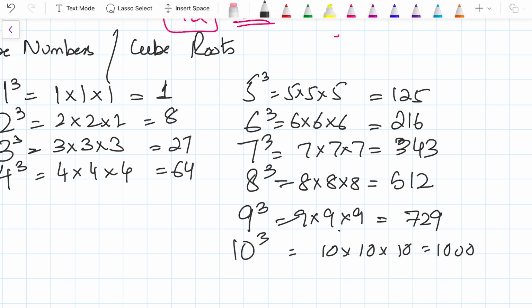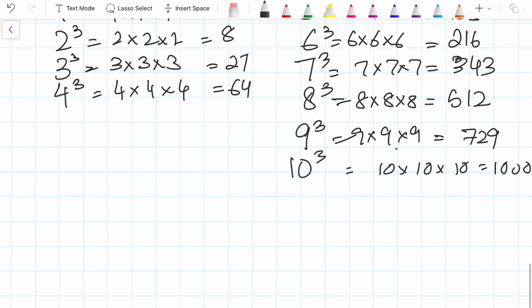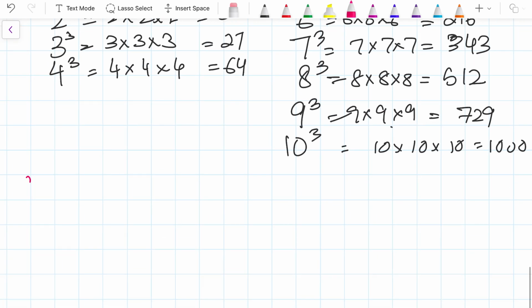You can learn them. And if you don't learn them, then we use the same prime factorization method. In the squares, we were making pairs. In the cube roots, we will make sets of threes. So let's do a question. Let's say you had to find the cube root of 512.